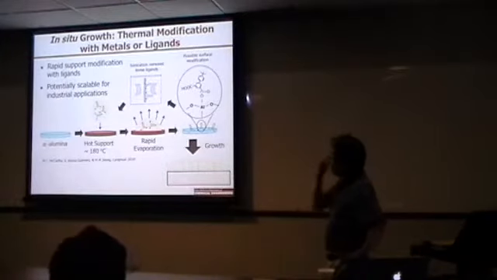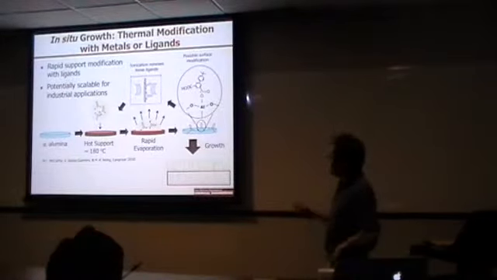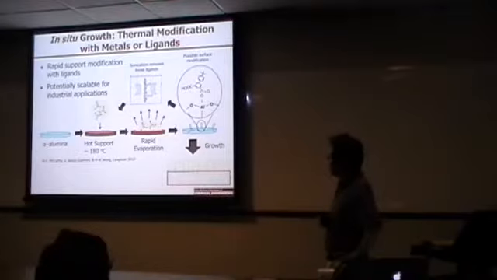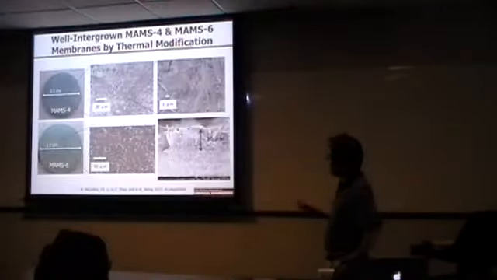So the other technique that we've been developing is thermal modification with metals or ligands. In this case we take alpha alumina, the support, a porous support, and we heat up the support, and we deposit these ligands. Now these ligands are going to be anchored on the surface, and after we modify the surface, we start growing the films. So this is working fine.